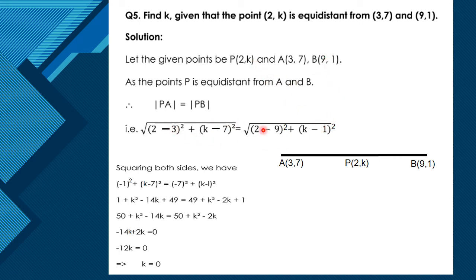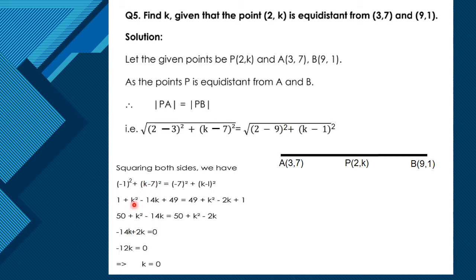Here you just have to take the square root on both sides to get rid of the square root. Fine. So 2 minus 3 will give you minus 1 whole square, (k minus 7) whole square, and 2 minus 9 would be minus 7 whole square. Okay students, here you have to use an identity, that is (a minus b) whole square is equal to a square minus 2ab plus b square.